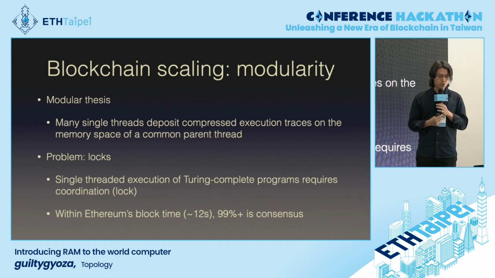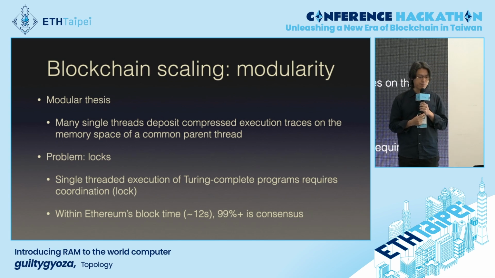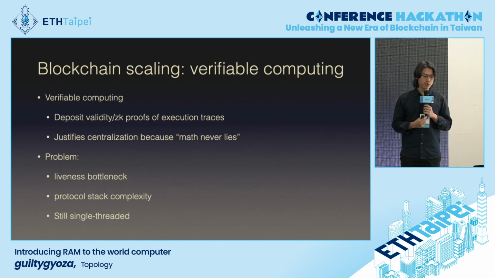Well, the problem with this approach is lock, which is common to all blockchains, right? Because single-threaded execution basically requires people to lock each other out when transacting against the same thread. So we can look at Ethereum's block time, about 12 seconds, 99% of which is spent on reaching consensus. Now, another approach complementary to modularity is verifiable computing.